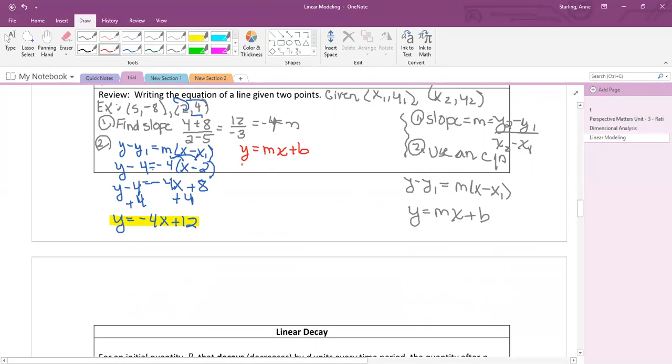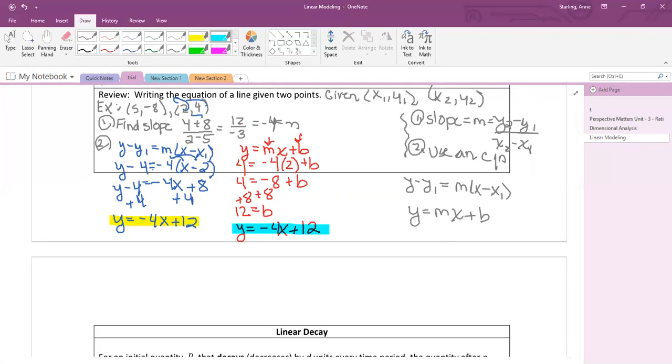So let's pick the 2, 4 again, just because I already used it once. I don't want the negatives, but it really doesn't matter. So I get 4 equals -4 for m, times 2, plus b. So that gives me 4 equals -8 plus b. Add the 8 over, and I get that 12 equals b, and now I plug in the m and the b, giving me y equals -4x plus 12. It does not matter what you use, they are going to be the exact same.